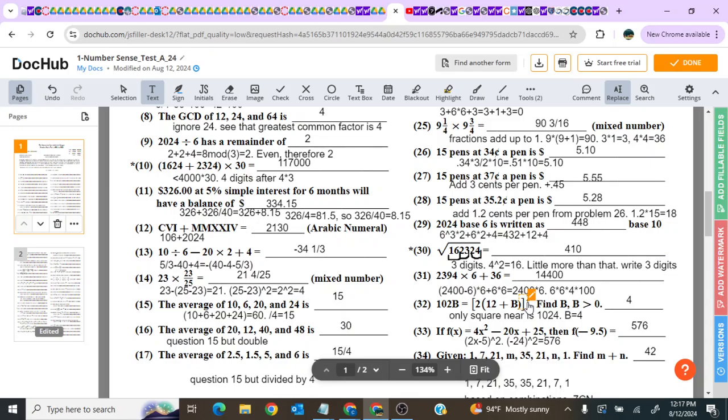Okay, 102b is equivalent to some number squared with another plus b. Well, the only square near 1020 is 1024, so your digit b is equal to 4.